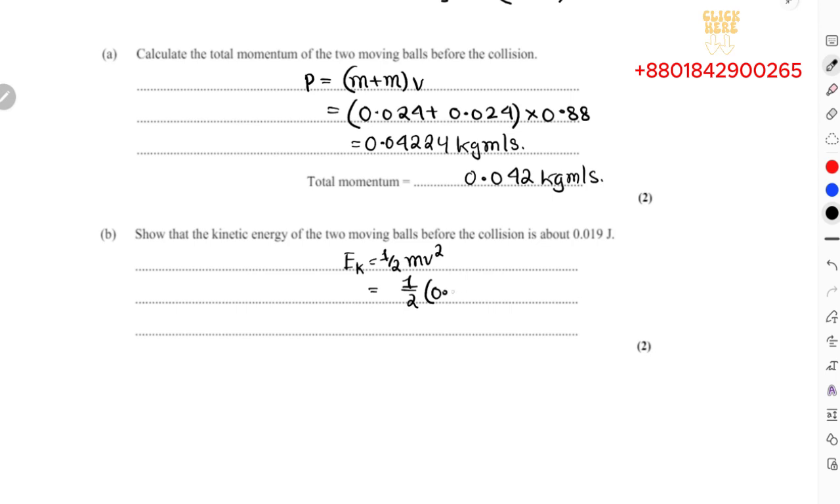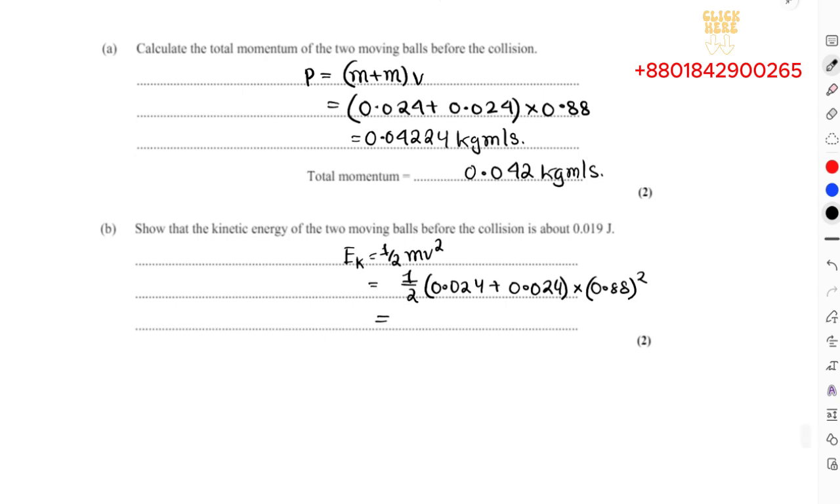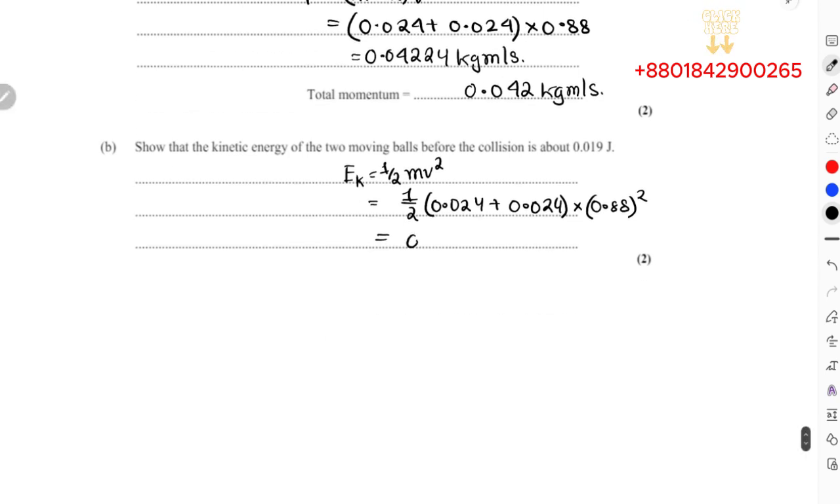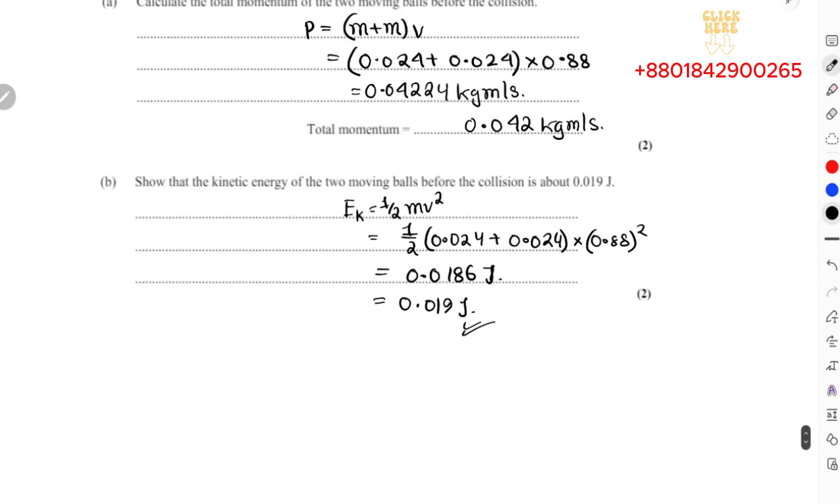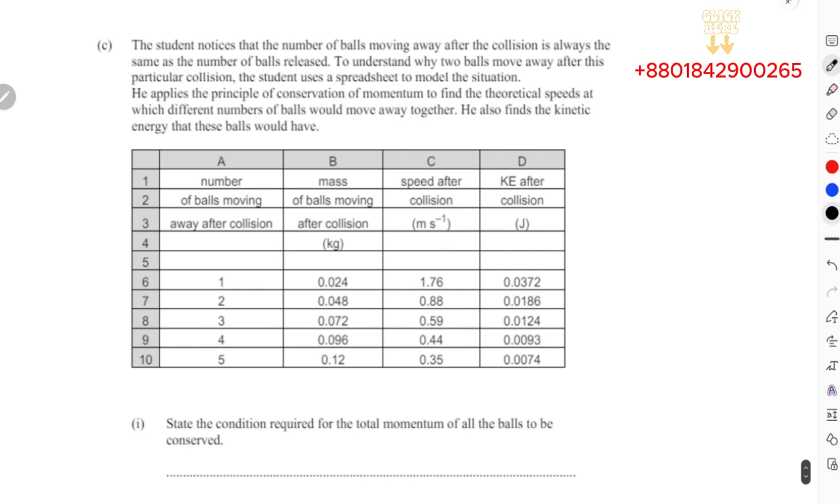So it's just going to be 0.024 plus 0.024 multiplied with 0.88 whole square. And eventually you will get an approximate value of 0.0185. So I'll just write 0.0186 joules. Okay, that is your approximate value. And then obviously if you keep these two significant figures, this turns out to be exactly 0.0919 joules, right? That was your answer. So then we'll move on to the next part, and they have a spreadsheet.